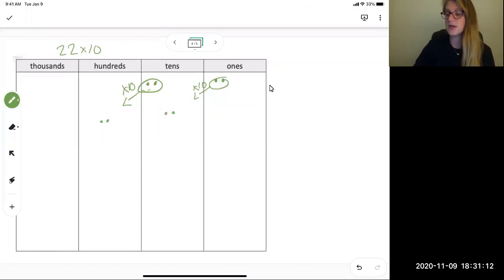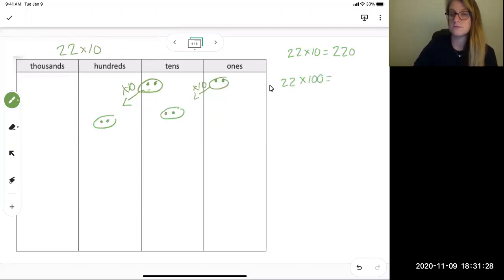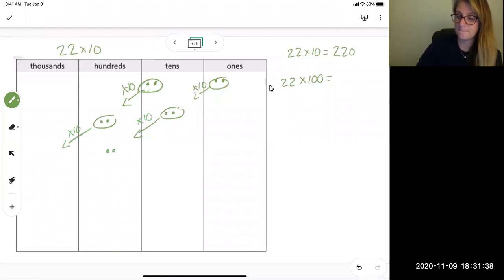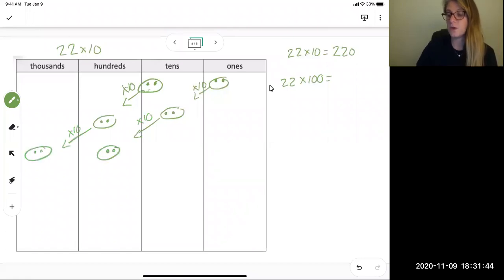Okay, so 22 times 10 is going to give us 220. What if I wanted to multiply 22 times 100? I just need to multiply by another 10. So that leaves us with 2 in the thousands place and then 2 in the hundreds place, and nothing in the other 2 places. So 22 times 100 is 2,200.